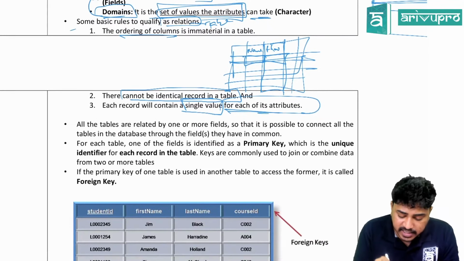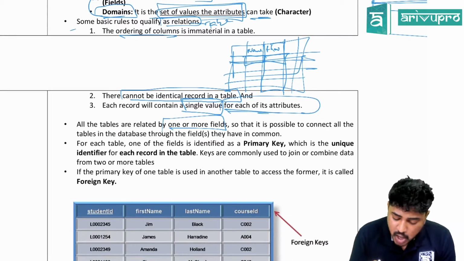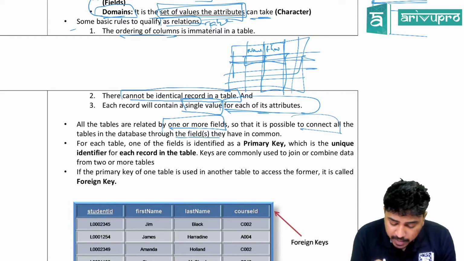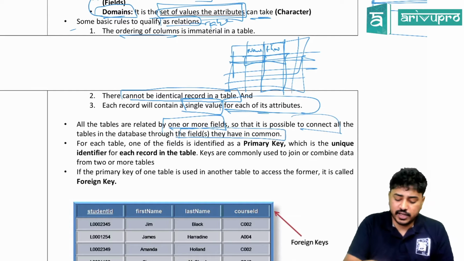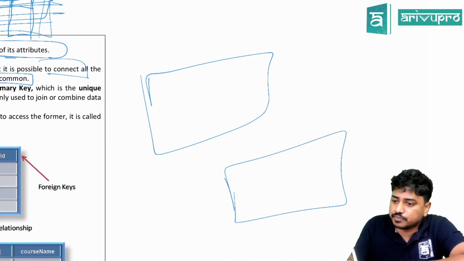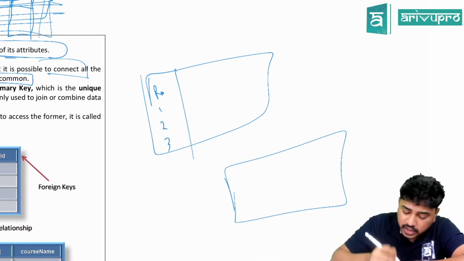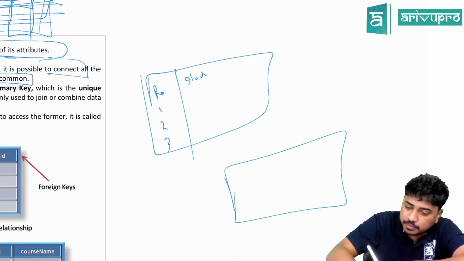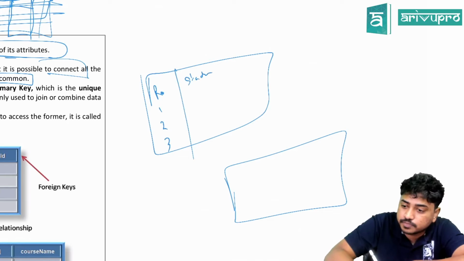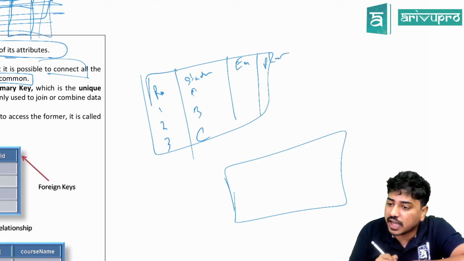Now let us see. All the tables are related by one or more fields. So it's possible to connect all the tables in the database through a common field. What they're trying to say is, let us say this one. Your roll number is 1, 2, 3. Your student name is, let us say, ABC. Then he has an email ID, then he has a phone number.